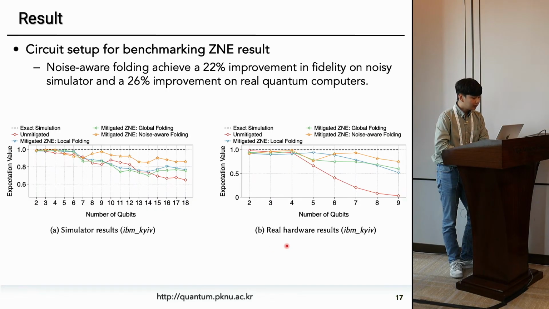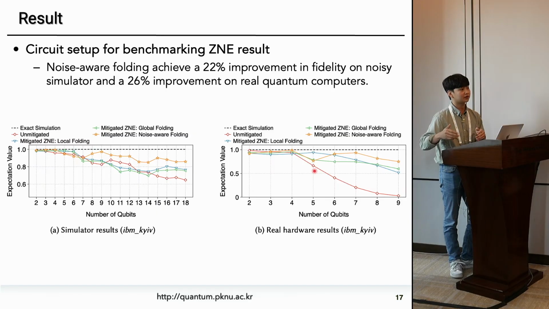And for the real hardware, as you can see, the expectation value starting from the 4 qubit point drops significantly compared to the simulator, because of the assumption that on real hardware it is much harder to execute such a circuit, and also as the depth increases, it accumulates the error differently than the simulator.